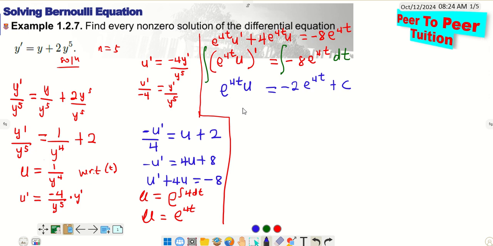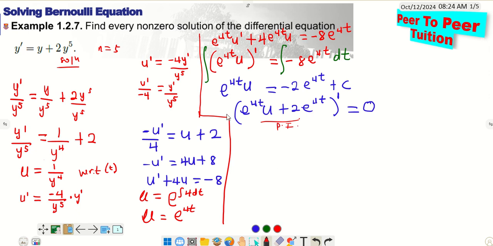Now let us take a total derivative of it. So we have e^(4t) u plus 2e^(4t), all this should be equal to the constant C. But if I take a total derivative, then it will be equal to 0. This means that this is the total derivative, and our potential function is this. What is inside?